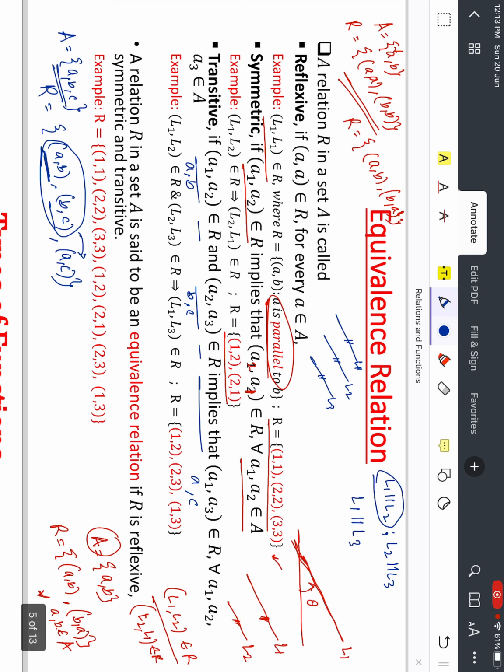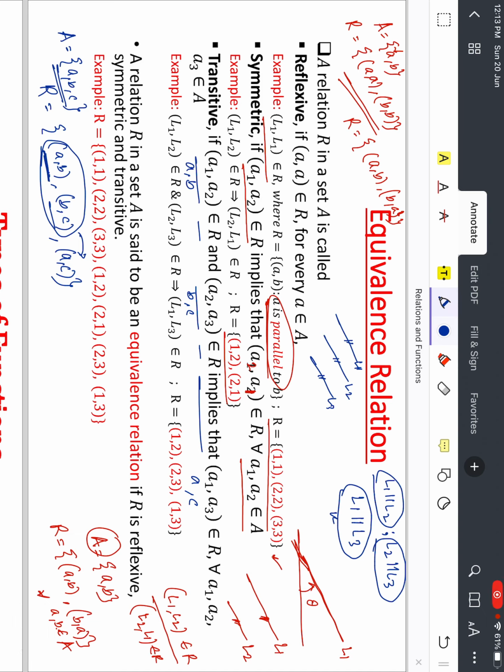So I can write line 1 is parallel to line 3 because line 1 is parallel to line 2, so their slopes are equal. Now line 2 is parallel to line 3, their slopes are equal. So we can get what? Line 1 and line 3, their slopes are also equal, right? So we have line 1 and line 3 to be parallel. So since they are parallel, we can say this relation to be transitive.